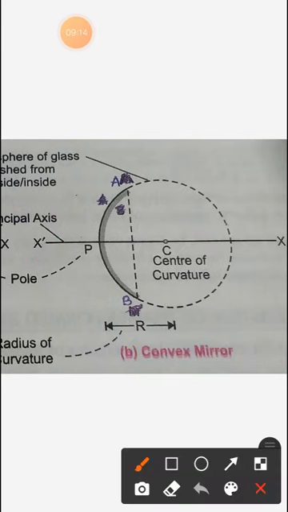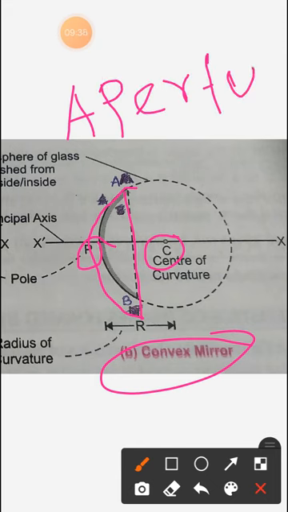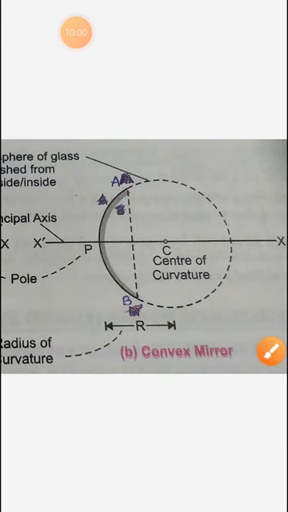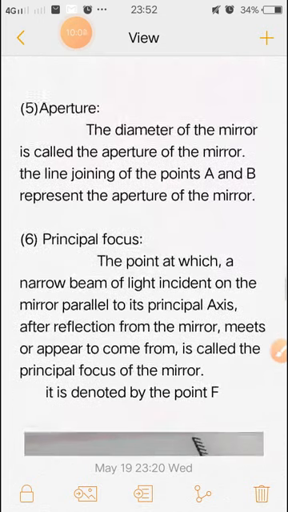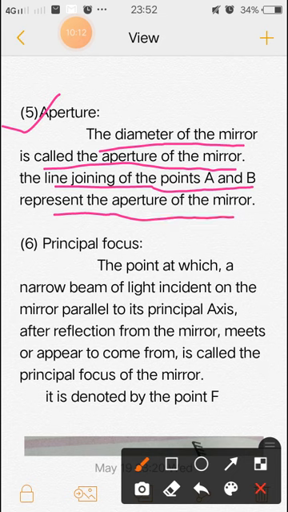This is for the concave mirror. For the convex mirror, this is the center of curvature, this is the pole, and APB is the convex mirror. AB is the aperture of the convex mirror, and the straight line XX dash is called the principal axis. Now this is the definition of aperture: the diameter of the mirror is called the aperture of the mirror. The line joining the points A and B represents the aperture of the mirror.